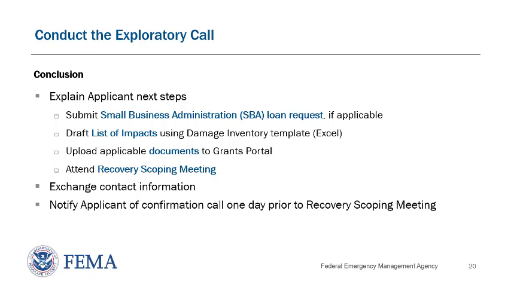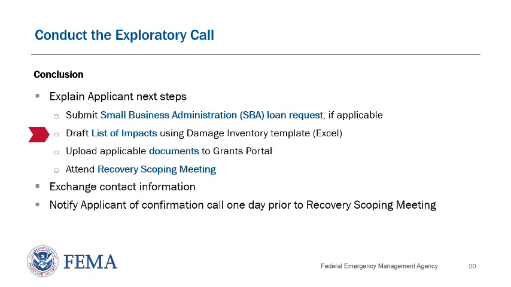At the end of the call, make sure your applicant understands their next steps. In particular, if your applicant is a non-critical private nonprofit that has permanent work projects, which we know as category C through G, they will first need to submit a loan request to the Small Business Administration, or SBA, before submitting a project application to FEMA for that work.